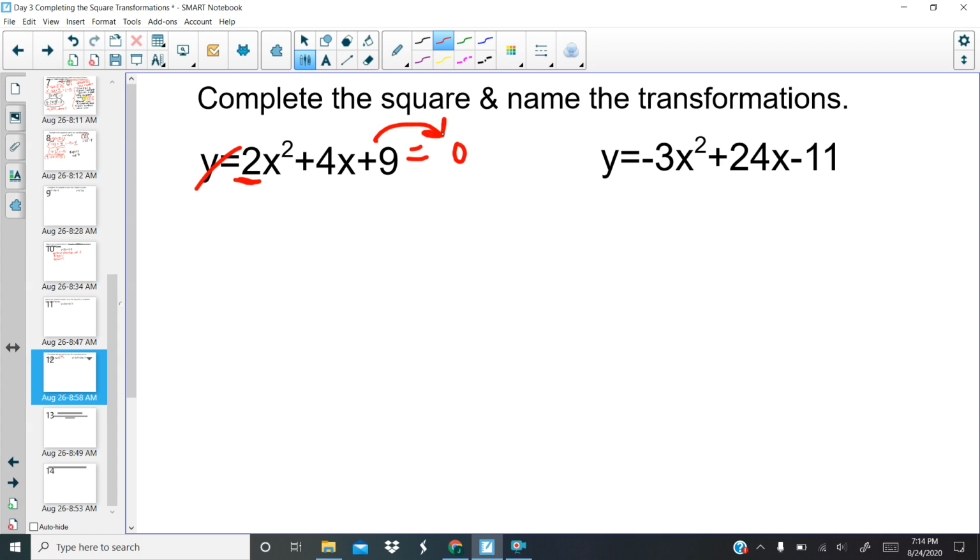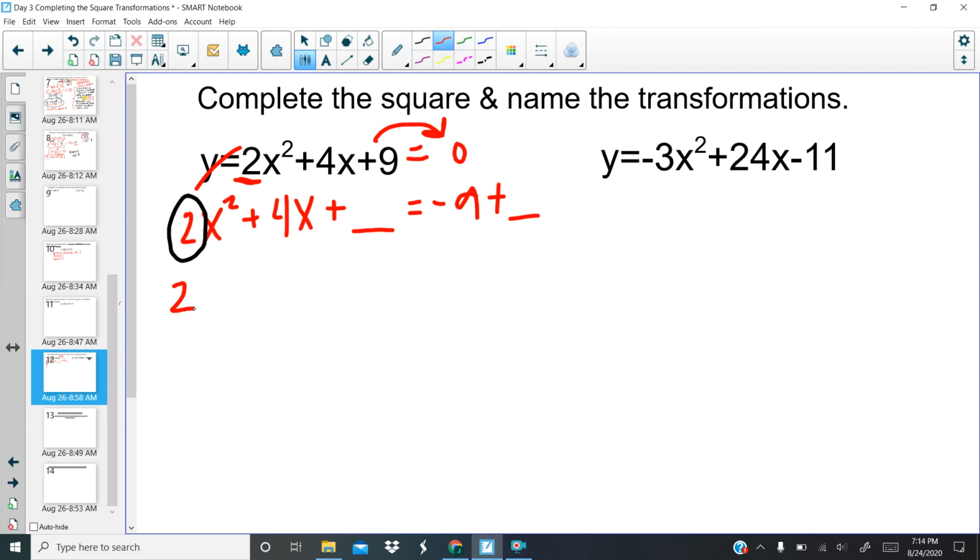So I'm going to start with 2x squared plus 4x, and then I'm going to have some blank, and then it's going to equal negative 9 plus the blank. So then this is where it gets a little bit weird. What we're going to do is we're going to take whatever coefficient we have in front, whatever that a value is, and we're going to factor that out to the front of the equation.